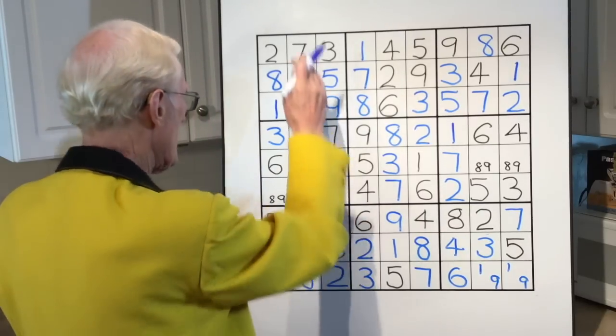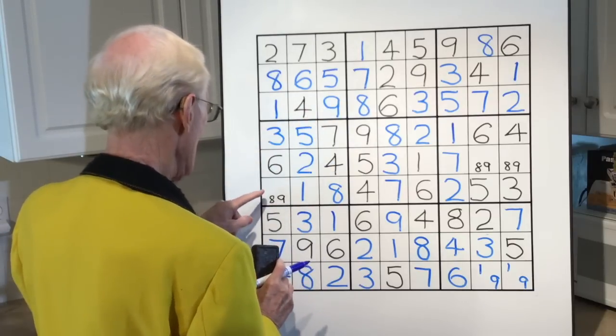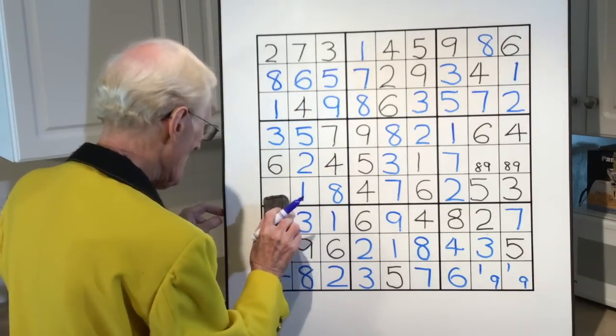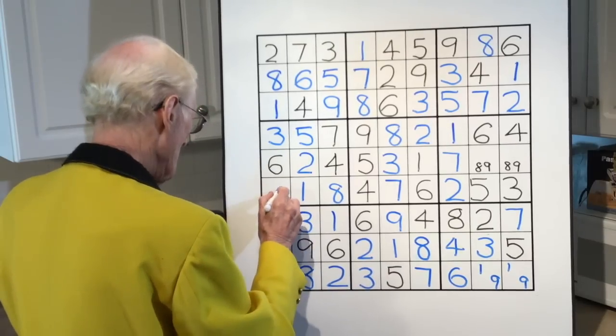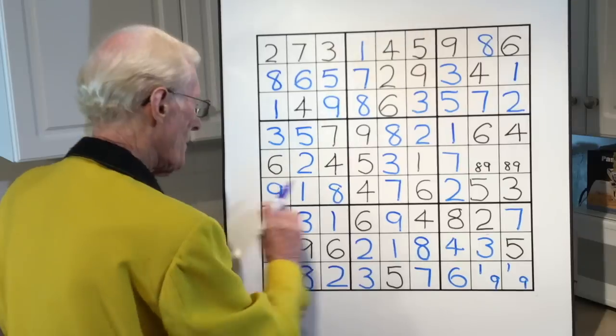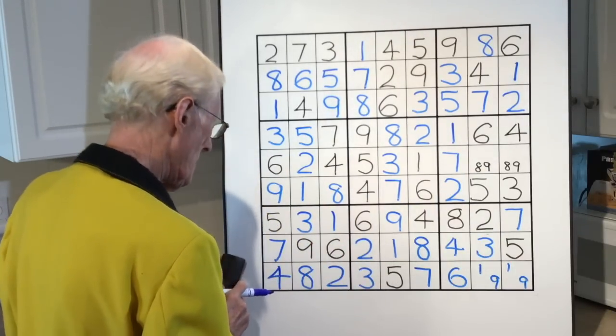That 9 goes here, so this becomes an 8. Now we've completed that column. Now because we had this 9 over here, and that 9, and that 9, this has to become an 8, because that's an 8 there. This has to become a 9, sorry. 9. Okay, we've got that row done. Now, we're getting down to the end.